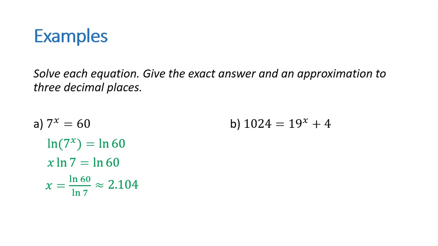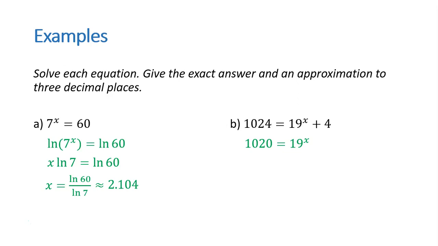So first step, I'm going to move over the 4. I'm going to subtract it from both sides. So I now have 1020 is equal to 19 to the x power. So this is the point when I say, okay, can I write 1020 as a power of 19, or can I maybe write them both in terms of some other base? It doesn't look like that's going to happen here either.